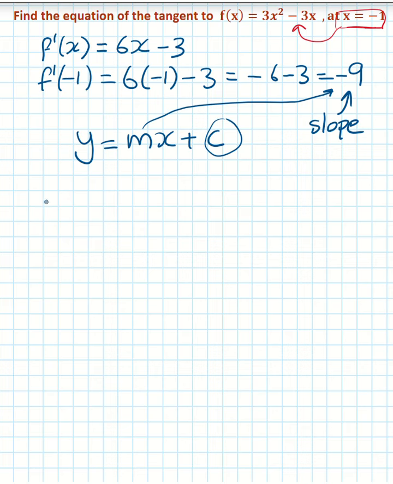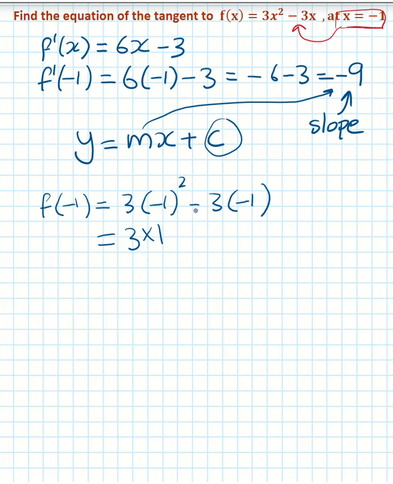So here we go. We have f of minus 1 equals 3 times minus 1 squared minus 3 times minus 1. So that's going to equal 3 times minus 1 squared, and the square is going to be 1. Negative here, we times it by negative, so that becomes positive 3. So that becomes 3 plus 3, which is equal to 6. So we have the coordinates of the point to be minus 1 and 6.